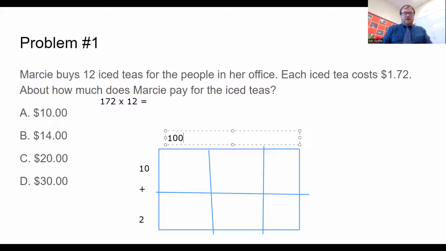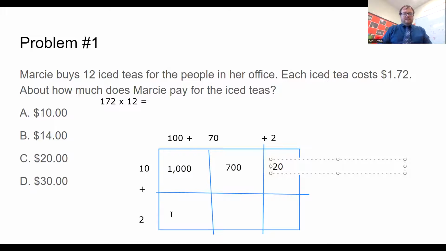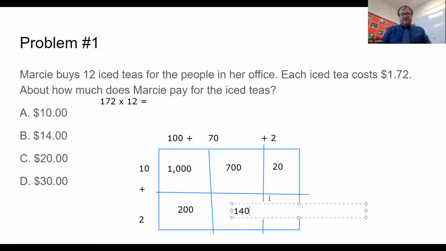Top side is going to be 100 plus 70 plus 2. All right. And then 10 times 100 is 1,000. 70 times 10 is 700. 10 times 2 is 20. 100 times 2 is 200. 2 times 70 is 140. And then last but not least, 2 times 2 is 4.